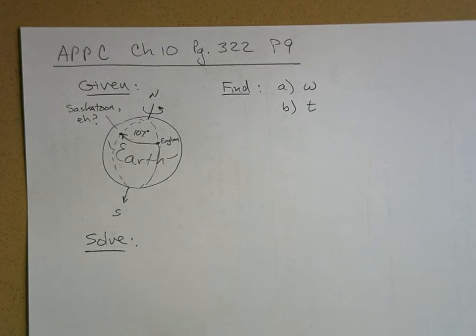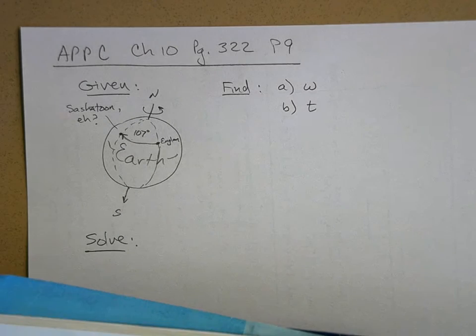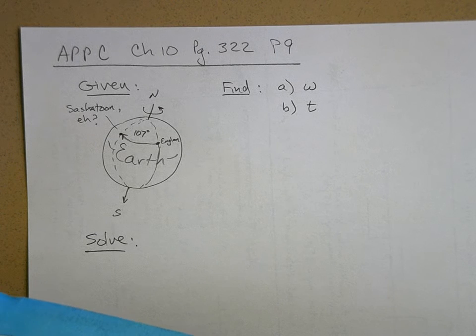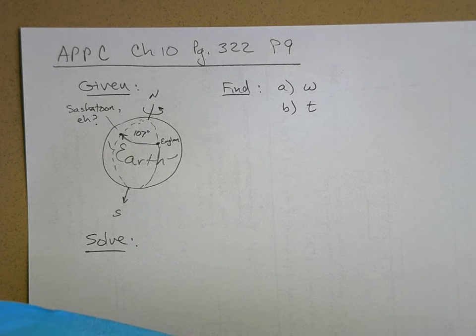Let's do problem 9 on page 322, and I'll read it. Here it is in the book. It says, find the angular speed of the Earth's rotation on its axis. As the Earth turns towards the east, we see the sky turning toward the west at this same rate. So that's part A. Then part B.